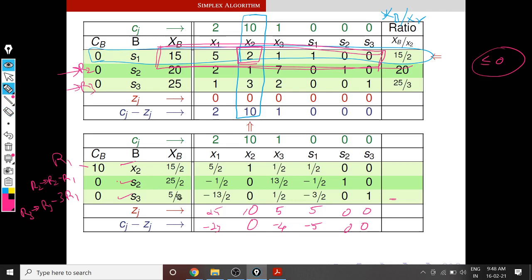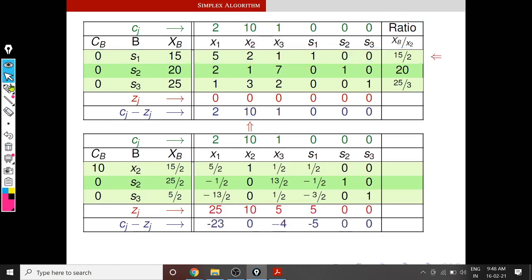Then what about this present solution? All are negative, all are less than or equal to 0. All the Cj minus Zj's are less than or equal to 0. So what is the conclusion? Unbounded?